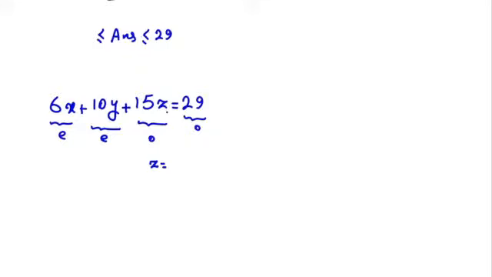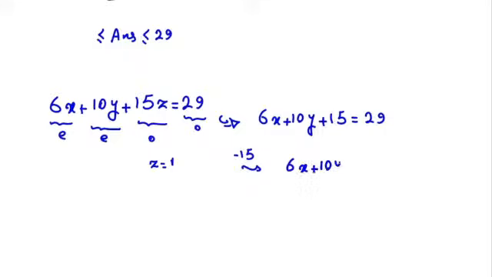If z is 3 or greater than that, then we have a problem, because then x and y should be negative. So the only possible z is 1. So 6x plus 10y plus 15 equals 29. We can subtract 15 from both sides: 6x plus 10y equals 14. Now we can divide both sides by 2. So 3x plus 5y equals 7.